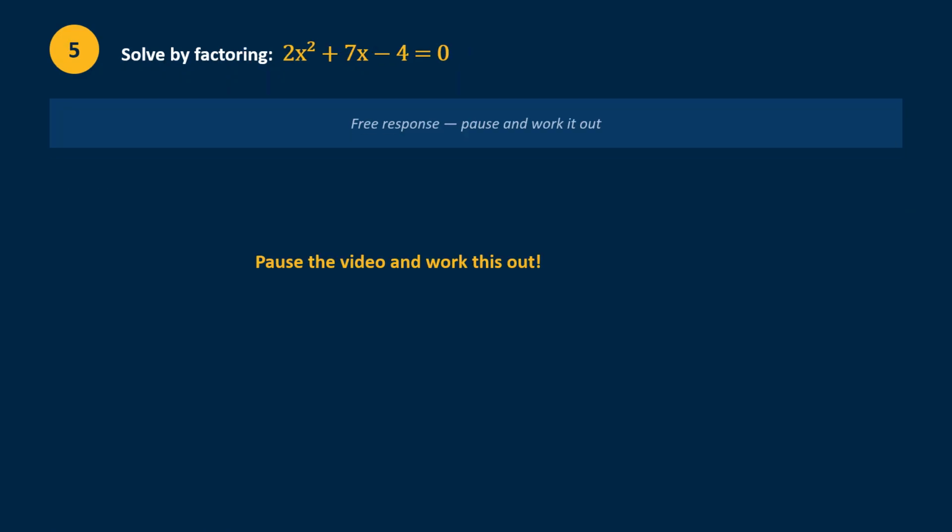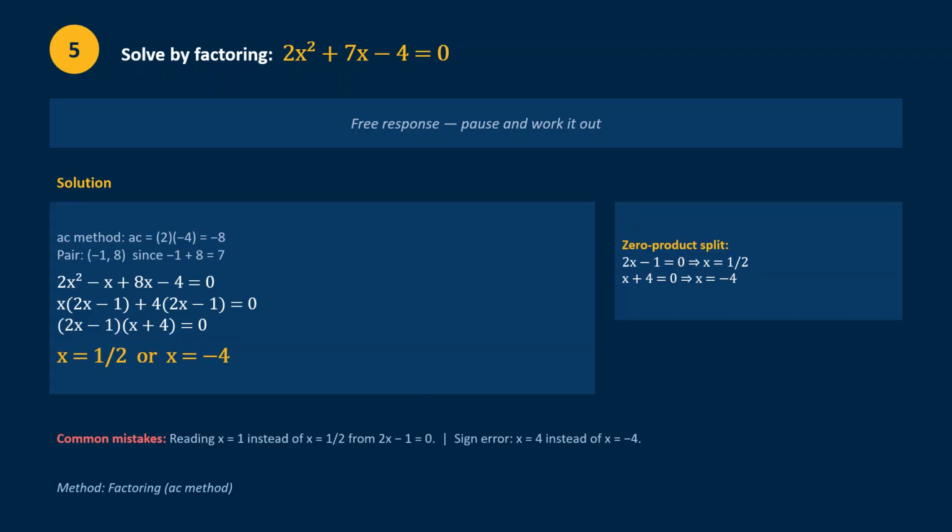Question 5. Solve 2x squared plus 7x minus 4 equals 0 by factoring. Pause and try to find the factors. The factored form is 2x minus 1 times x plus 4 equals 0. Setting each factor to 0, 2x minus 1 equals 0 gives x equals 1/2. X plus 4 equals 0 gives x equals negative 4.